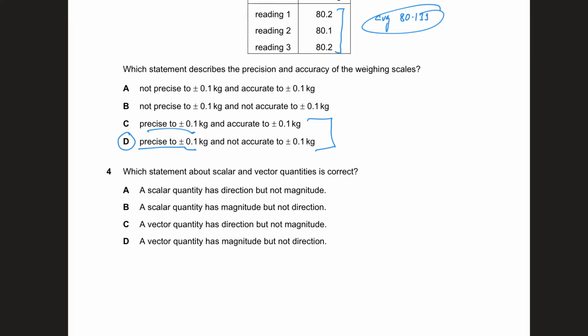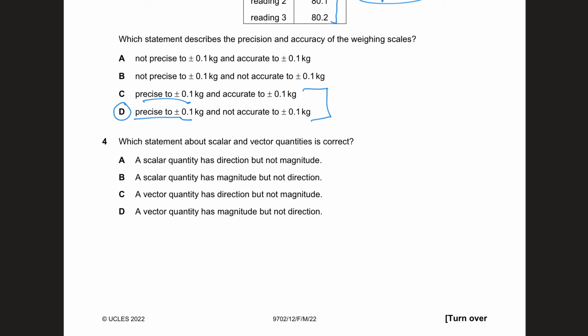Question 4 says, which statement about scalar and vector quantities is correct? A, a scalar quantity has a direction, but not magnitude. No, that's not the case. B, a scalar quantity has a magnitude, but not a direction. That is correct. C, a vector quantity has a direction, but not magnitude. No, a vector quantity has both a direction and a magnitude. Option D says a vector quantity has a magnitude, but not direction. No, it has both. A scalar quantity only has a magnitude, but no direction. A vector quantity has both a magnitude and a direction.